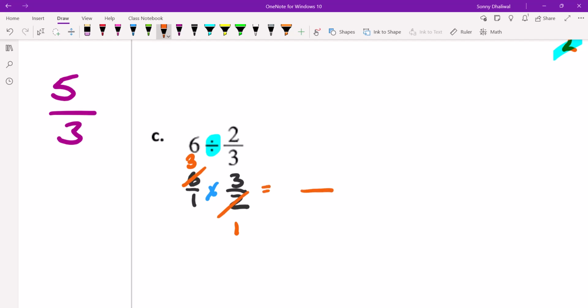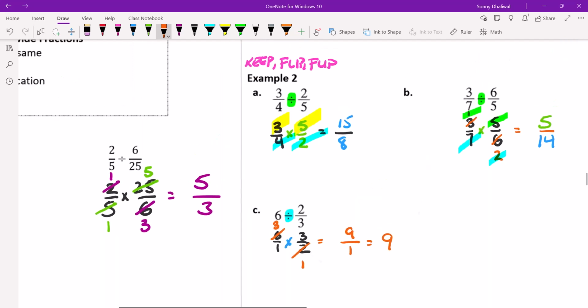Okay, combining these two together, what do we put on the top? 9, thank you. And on the bottom? 1. And a 1 denominator is not needed. 9 over 1 is the same as just saying 9. So we clean it up and just write down 9. Okay. Looks like you're getting this.